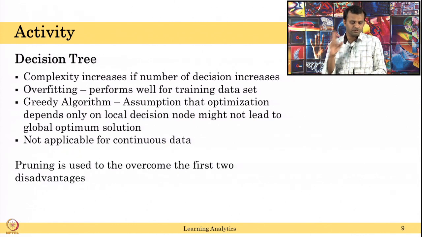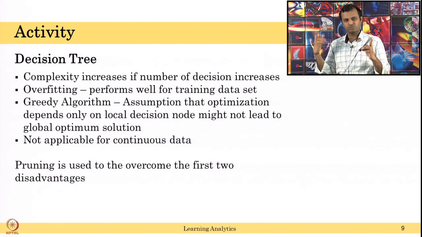So, I said there are 2 problems, right? There is complexity and overfitting, and they can be solved by pruning. What is pruning? It is basically cutting out the branches, trimming the tree, right? Your tree is very dense, too big and too dense. So, you have to cut down the branches, trim it so the tree can grow further and looks good.